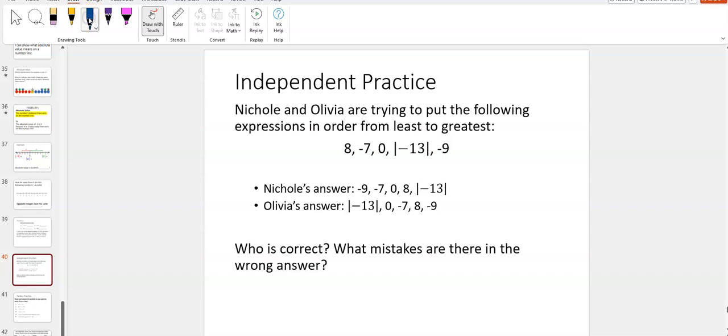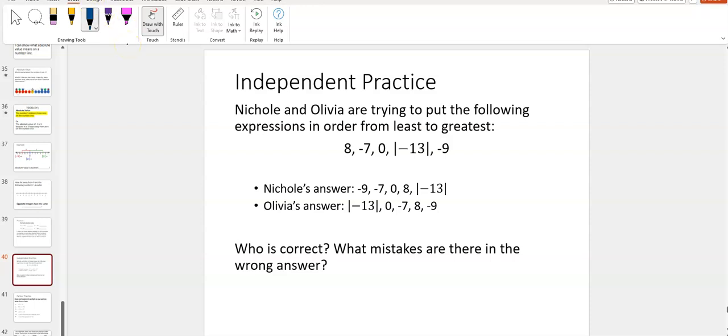All right, on this next problem, we have Nicole and Olivia. Nicole and Olivia are trying to put the following expressions in order from least to greatest, this one right here. This is Nicole's answer, and this is Olivia's answer. We need to know who is correct and what mistakes are there in the wrong answer. So again, pause the video, solve the problem, and then join me again for the answer.